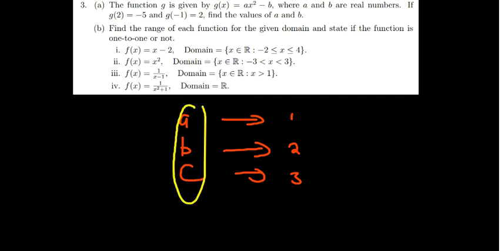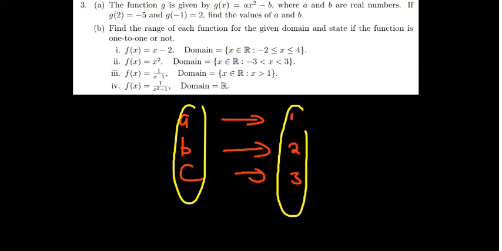We are now on question 3b. So find the range of each function for the given domain and state if a function is one-to-one or not. So in case you don't know what a one-to-one function is, I'll just give you an example. So a case where you have a domain matching up the codomain, where every element in the codomain is mapped onto one single item in the input, that is a one-to-one function.